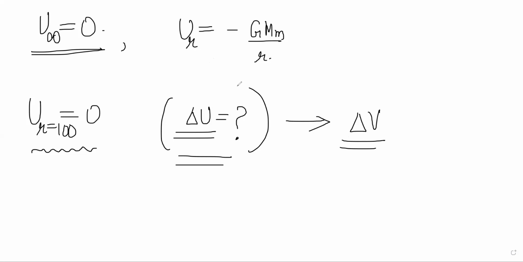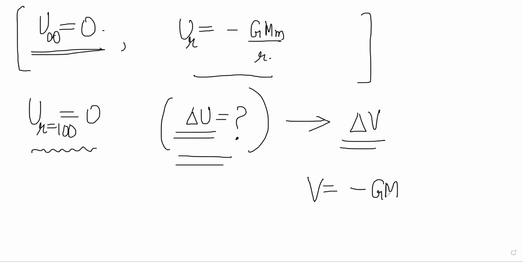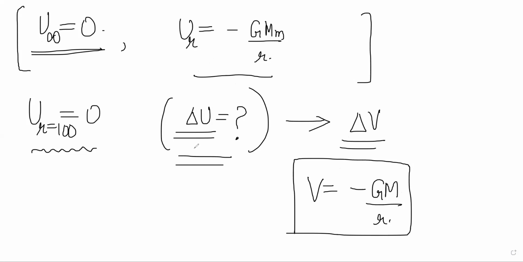Choice of origin is generally not super important, but our standard choice of origin is that U at infinity is 0. And from there, these formulas are coming. Right? Yes. Okay. So potential due to a point mass at a distance r from the mass is this.